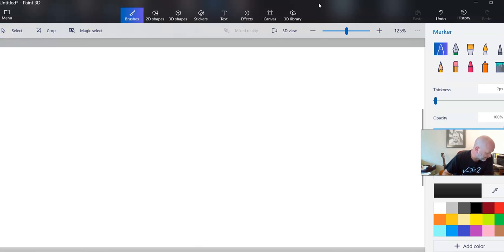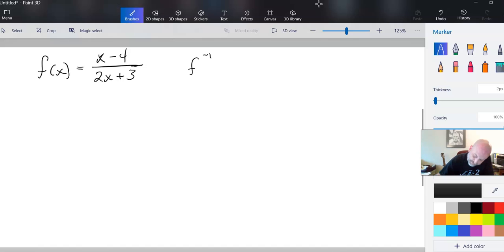So let's see here. Here's your function. Let's say f of x is equal to x minus 4 over 2x plus 3, and we want to find f inverse. Okay, so see what you can do with this. Go ahead and pause it here and see if you can find the inverse on your own. Okay, I'm assuming you've attempted it, so let's see how you did.